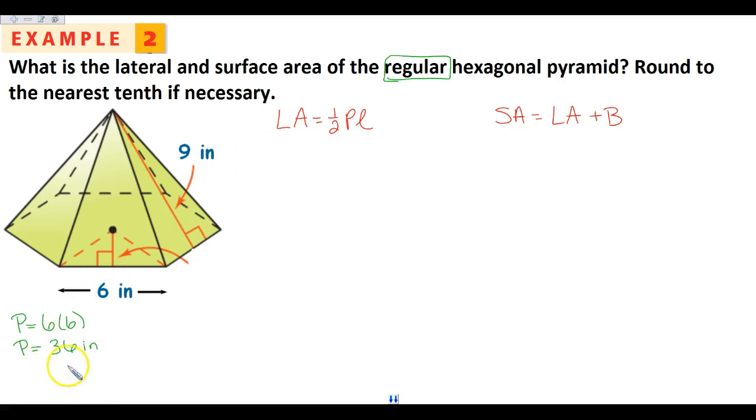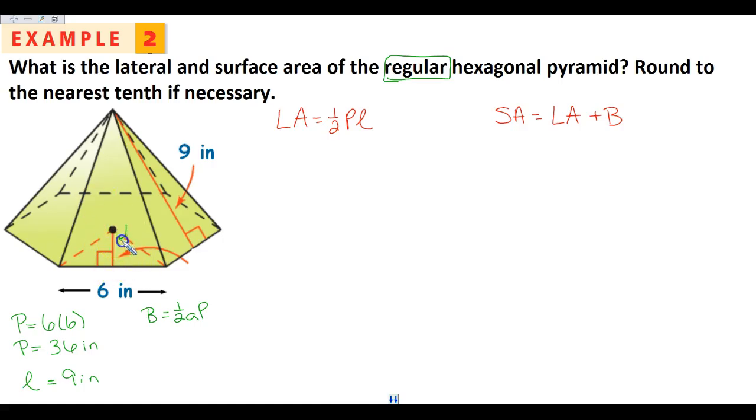Okay, I'm given my slant height. My slant height is 9 inches, so that's kind of nice to know. And then I need to find the area of my base. So I'm going to use my formula for a regular polygon, which is 1/2 AP. I've already found the P over here because it's still the base. So now when I look at my hexagon, here's my apothem.